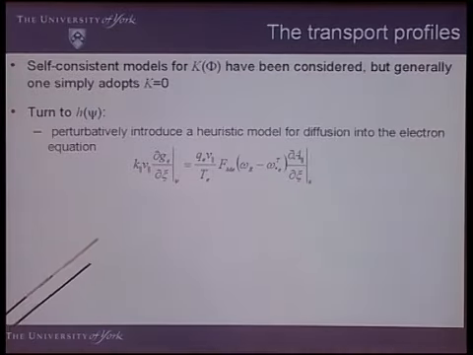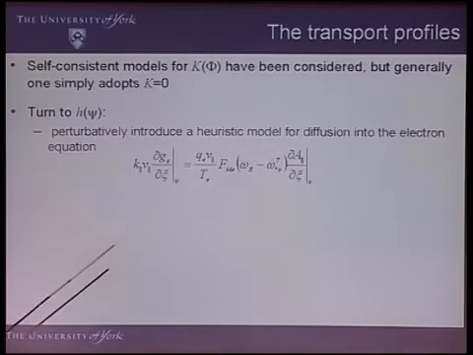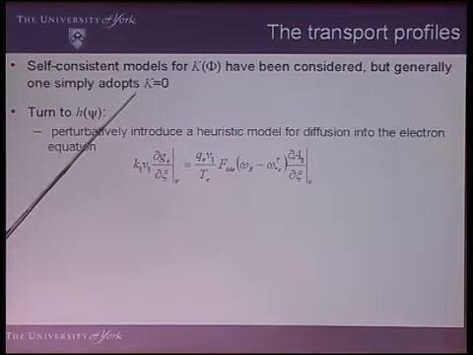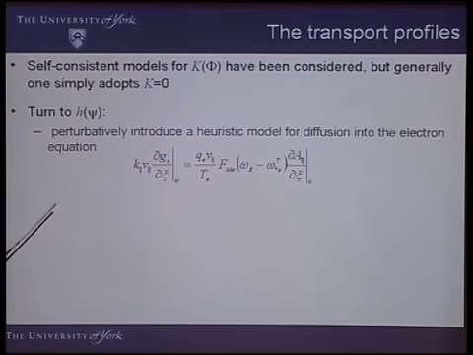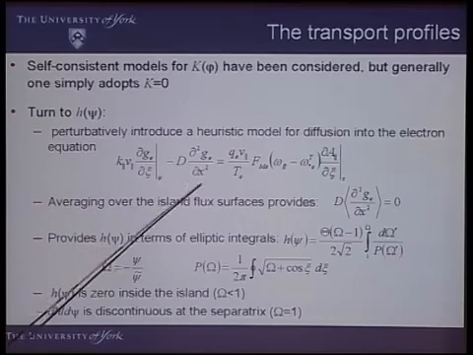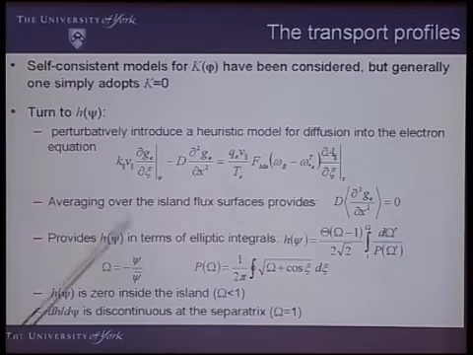So in fact, a valid solution to that nonlinear equation satisfying all the boundary conditions for the ions is just the linear response. And I will take K equals 0, and virtually everybody in the past has always taken K equals 0 as well. Let's have a look at H of psi, though. You can do a little bit better with H of psi and perturbatively introduce a sort of heuristic diffusion model into our electron equation. So remember, the electron equation before was just the free streaming terms. Let me now add a little bit of diffusion into there.